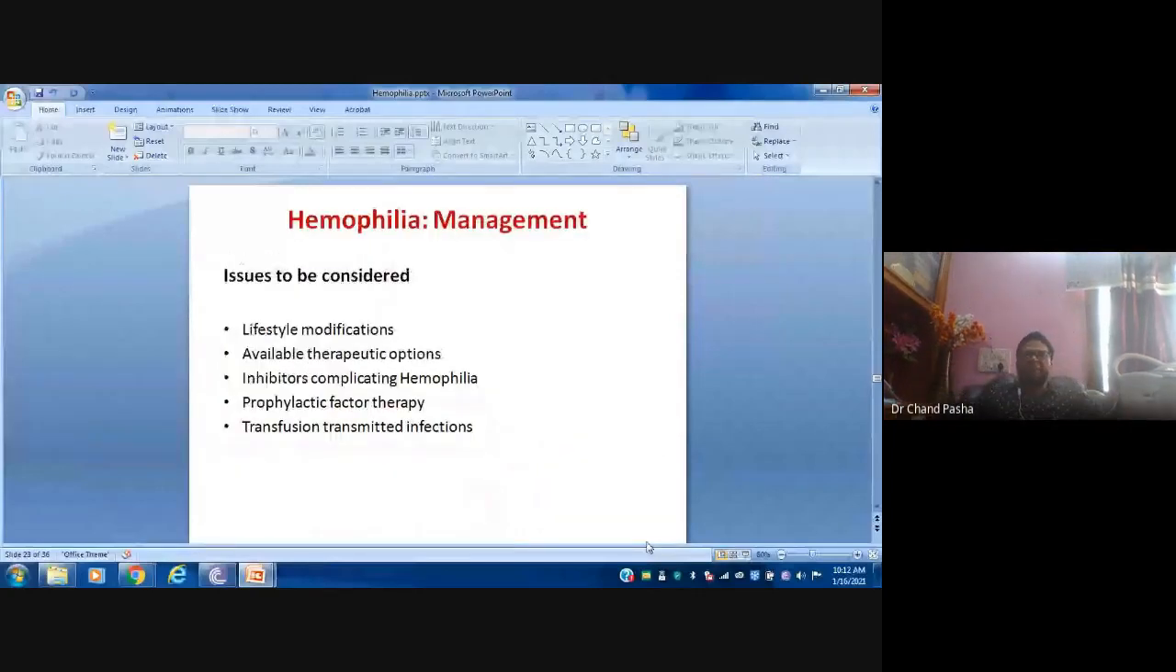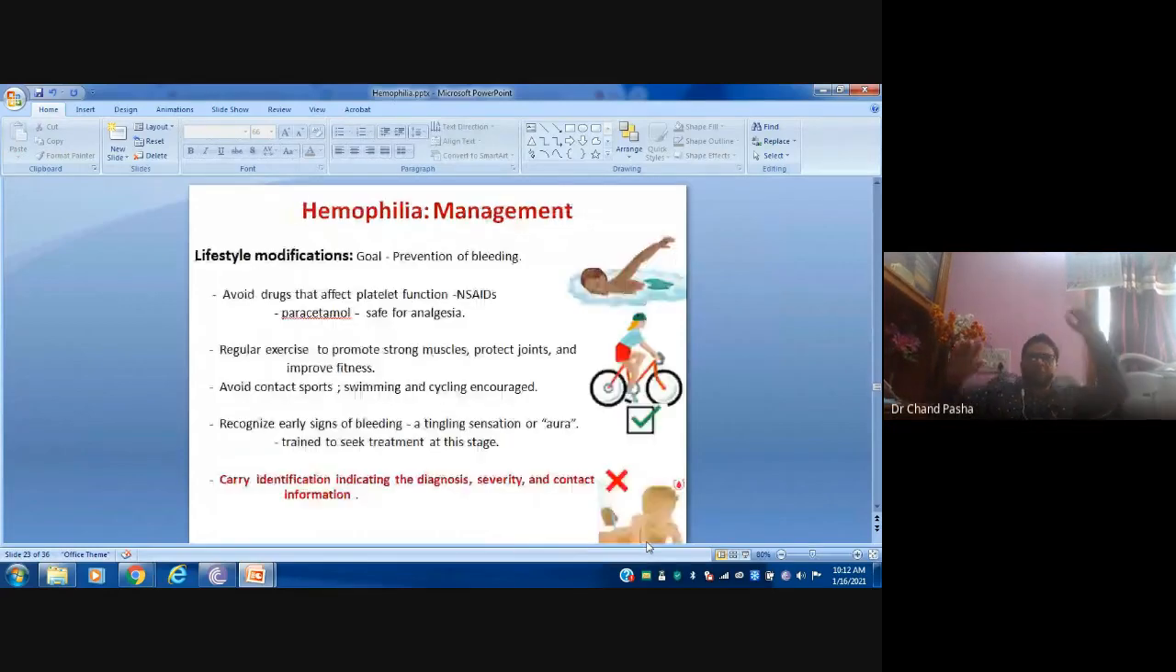So how to manage the hemophilia? See, the clotting factor is deficient. If it is moderate level or mild level, injection of clotting factors or plasma is not required. You need to do basic things in lifestyle modification and therapy you should consider. So inhibitors you are supposed to use, prophylactic factors you are supposed to use, and transfusion transmitted infections you are supposed to check. Let's see, hemophilic management, lifestyle modification.